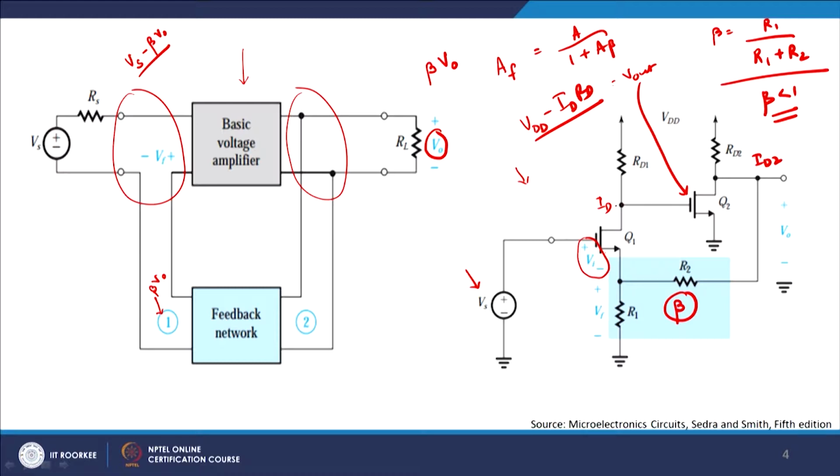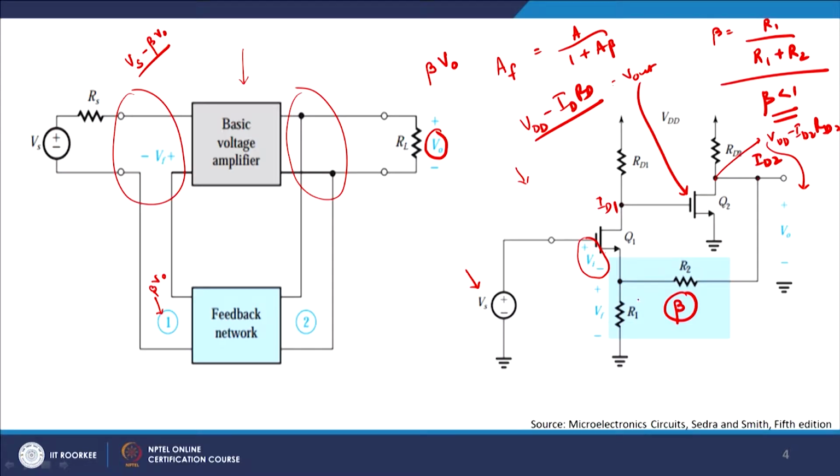right. Suppose this is ID1, this is ID2, then ID2 will generate a voltage here which is given as VDD minus ID2 RD2, let us suppose. This is the voltage here. Now, that voltage is your V out. So, a fraction of that, depending on the value of beta, is again fed back in negative.